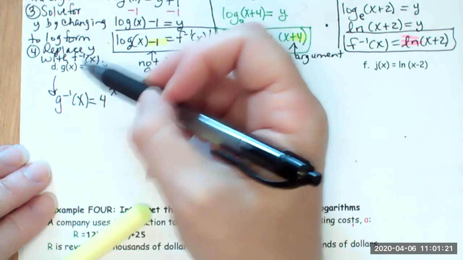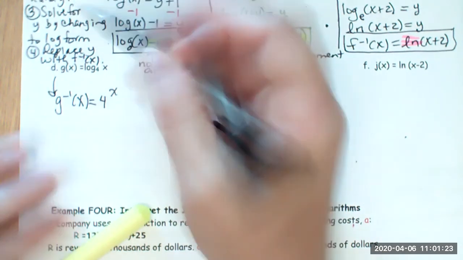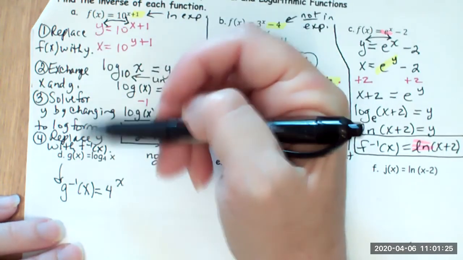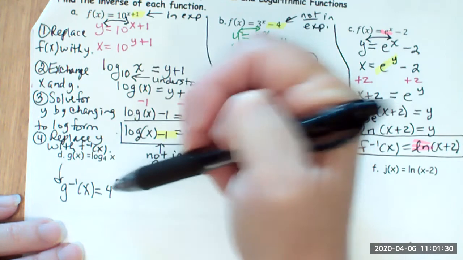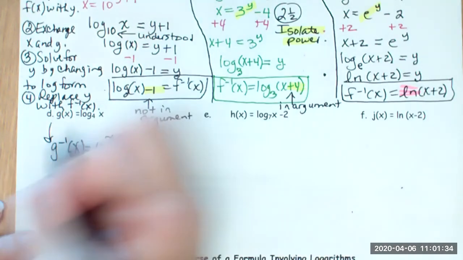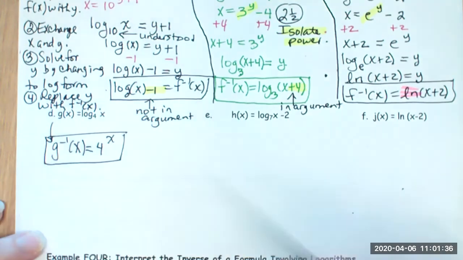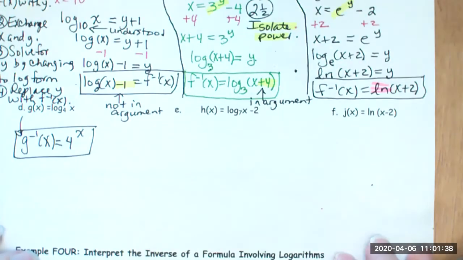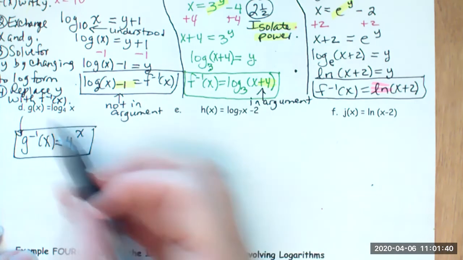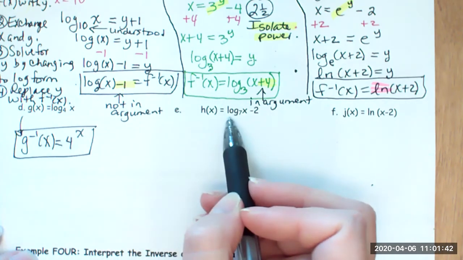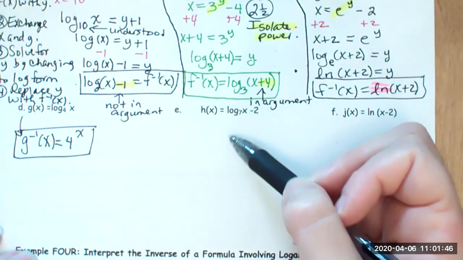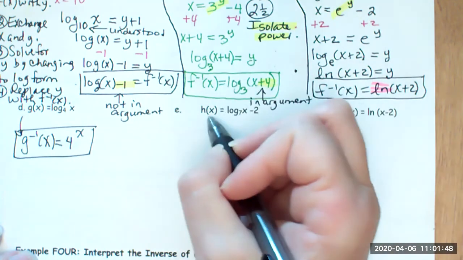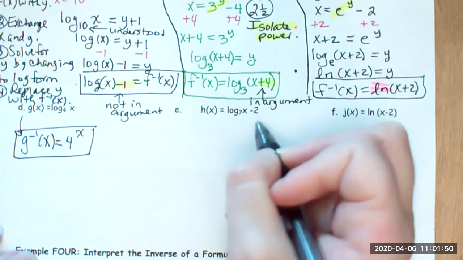And if you wanted to, you could go through this exact same process we had up here, replace f of x with y, exchange x and y, solve for y by changing to log form, and you would get the exact same result. But I'm just going to leave it at that. Whenever you don't have a parent log or exponential function, though, you should definitely go through these steps to make sure you're getting the result correct. So for this one, we don't have a parent. Now pay attention here.